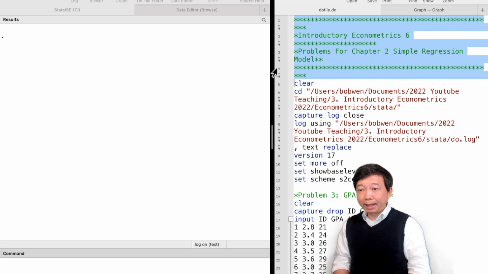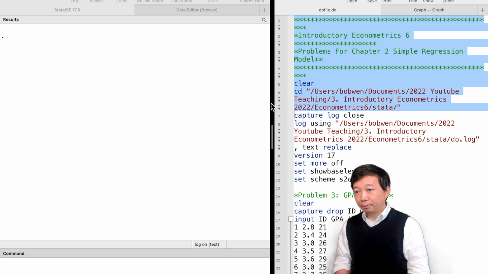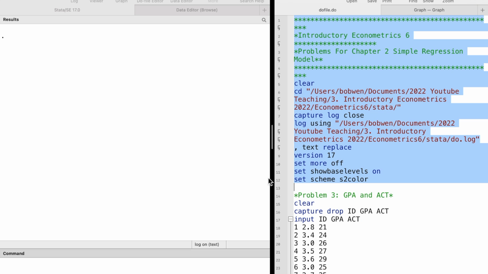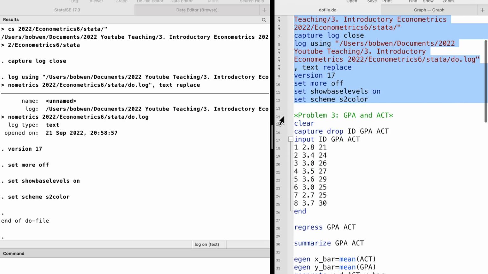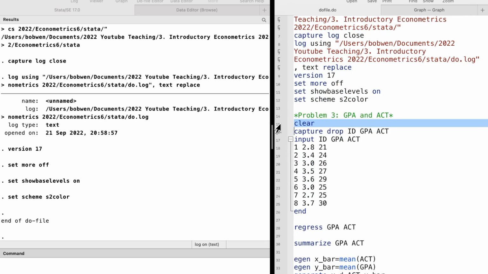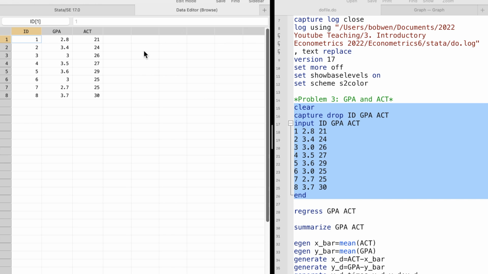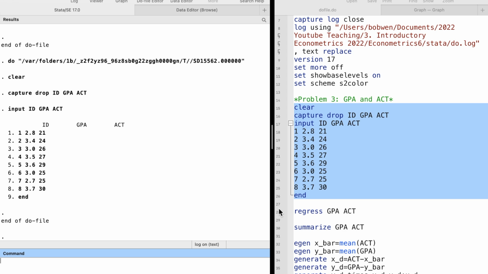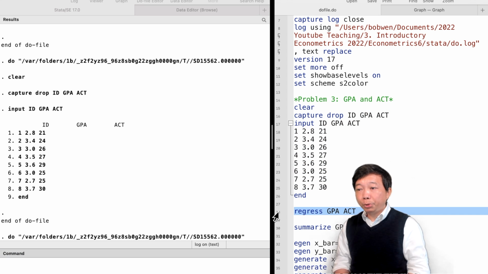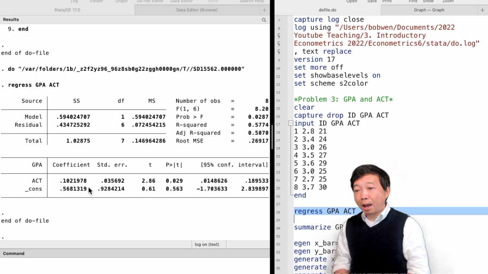I input the GPA and ACT data in Stata. I use the command regress to obtain the OLS estimates. The intercept estimate is 0.568 and the slope estimate is 0.102.